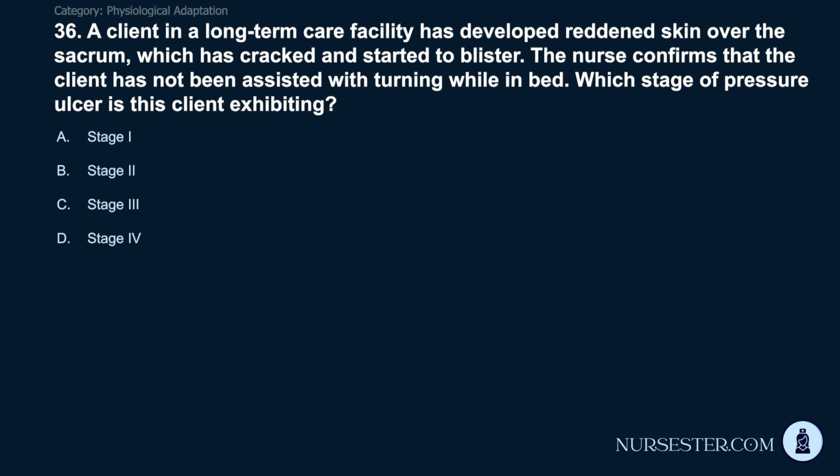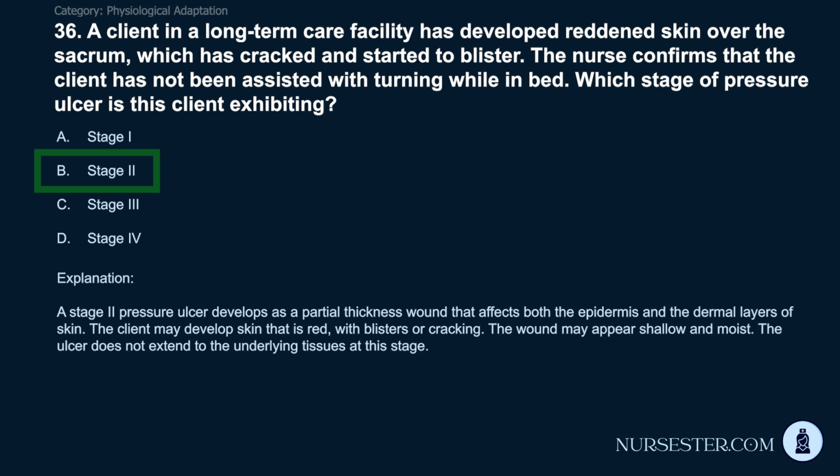B. Stage 2. C. Stage 3. D. Stage 4. Correct answer, B. Stage 2. A stage 2 pressure ulcer develops as a partial thickness wound that affects both the epidermis and the dermal layers of skin. The client may develop skin that is red, with blisters or cracking. The wound may appear shallow and moist. The ulcer does not extend to the underlying tissues at this stage.